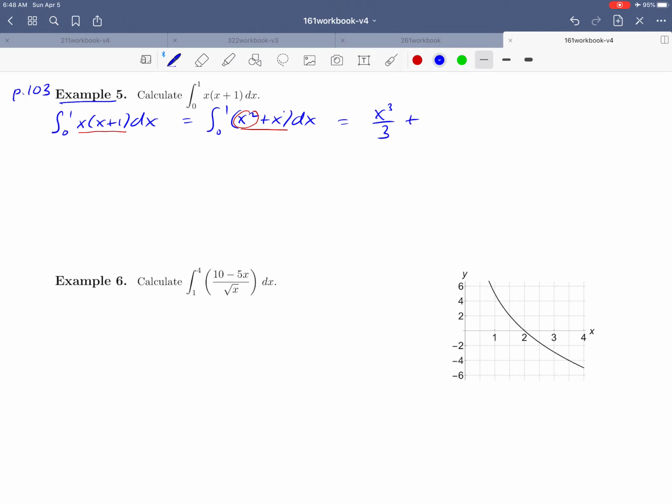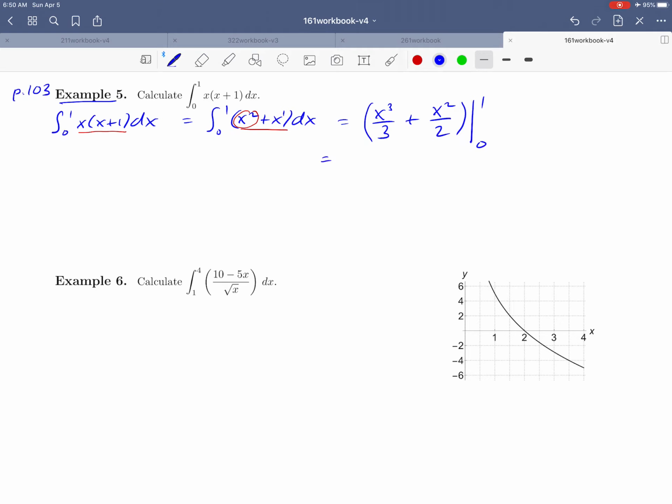And then x is x to the first. Use the power rule on that, and we're going to get x squared over 2. We raise that power by 1 and divide it by 2. Okay, so our antiderivative is x cubed over 3 plus x squared over 2. Now we need to evaluate that between 1 and 0 to get our integral value.